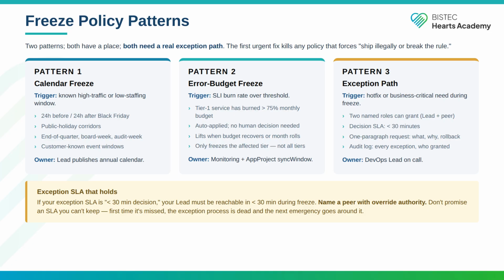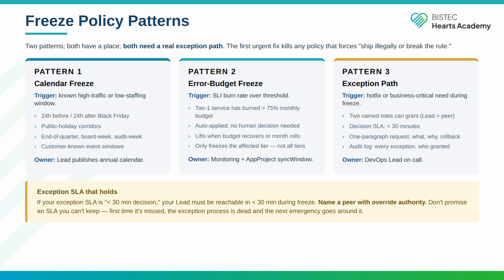Error budget freeze. Trigger is service level indicator burn rate over threshold. A Tier 1 service has burned more than 75% of its monthly error budget. The freeze is auto-applied, no human decision needed. It lifts when the budget recovers or the month rolls. And it only freezes the affected tier, not every service in the organization. The owner is the monitoring stack plus an Argo CD app project sync window.